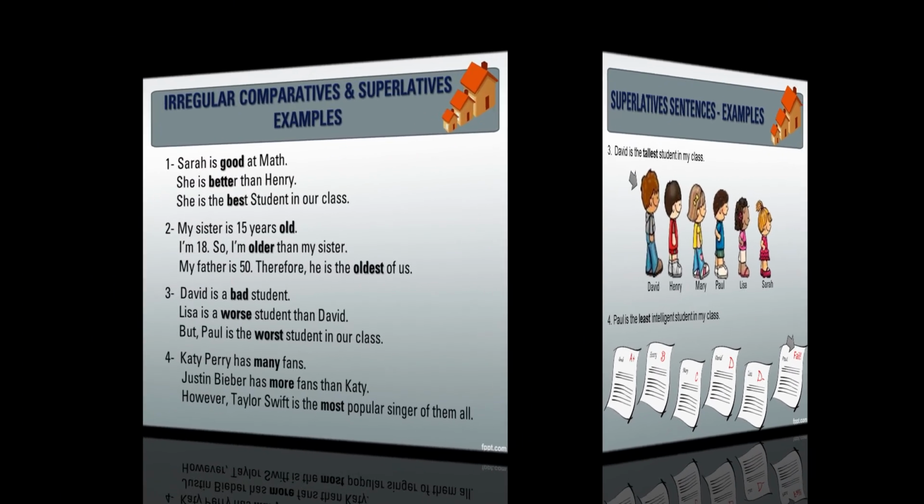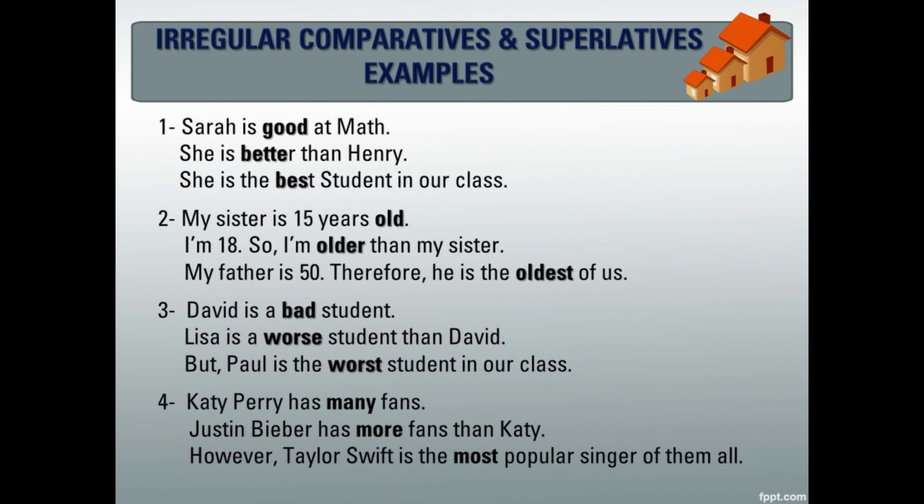Irregular comparatives and superlatives. Examples. 1. Sarah is good at math. She is better than Henry. She is the best student in our class.